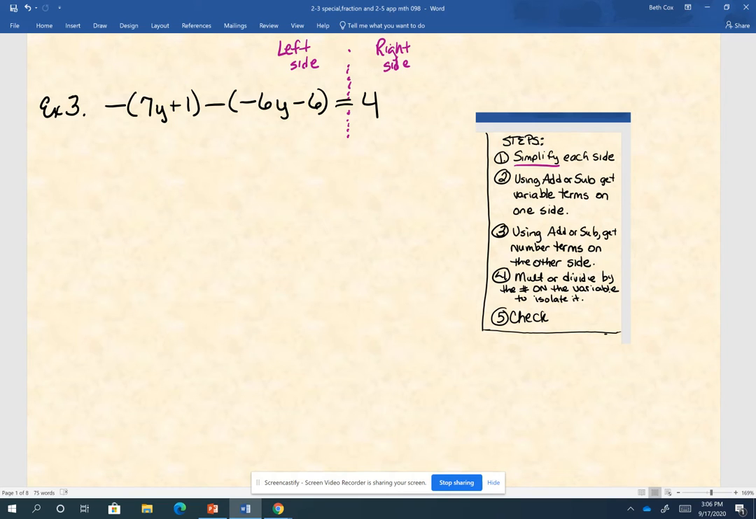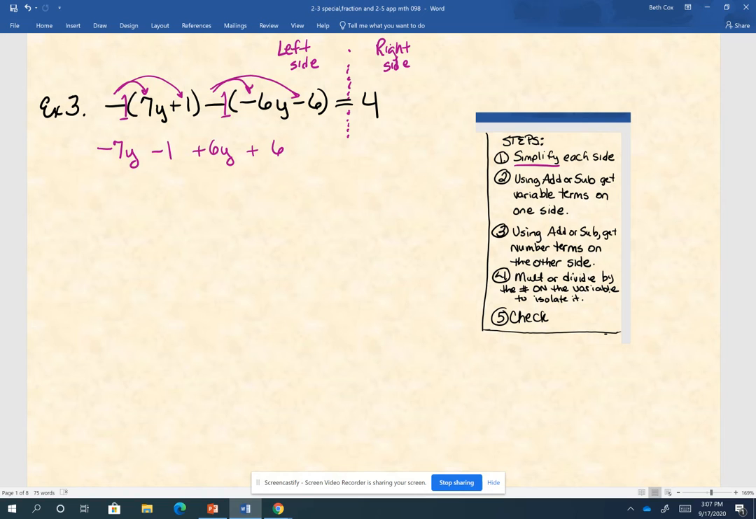So the first thing we need to do is remember that we're going to distribute that -1. So that's -1 times everything in that parentheses. So that's going to be a -7y, and then a -1 times a +1 is a -1. And then I have another set of parentheses, and it also has a -1 multiplying it. And so that's -1 times -6, which is a +6y, and a -1, I missed it, there we go, times a -6 is another +6, and I'm going to keep going.